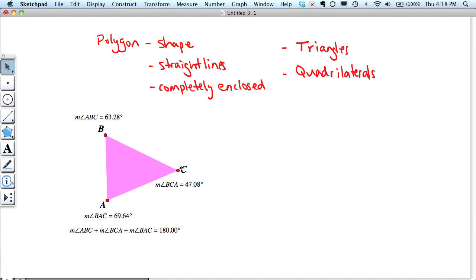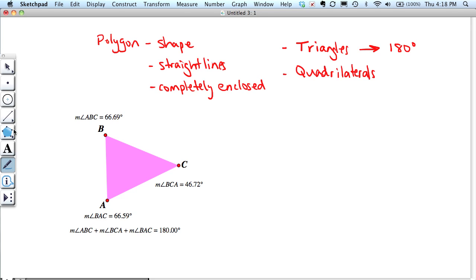And the cool thing is, no matter how I change this triangle, you'll see that while the values of each individual angle change, the sum still stays 180. So because of this, we can now conclude that the sum of the angles in a triangle is always going to be 180 degrees. So triangles are always going to be 180 degrees. And this is sort of our key understanding for looking at other types of polygons.